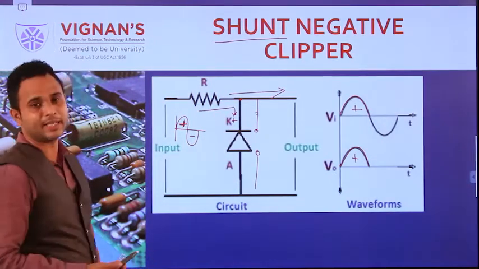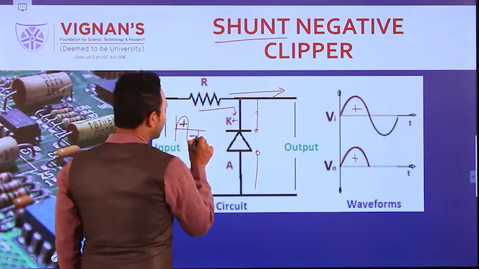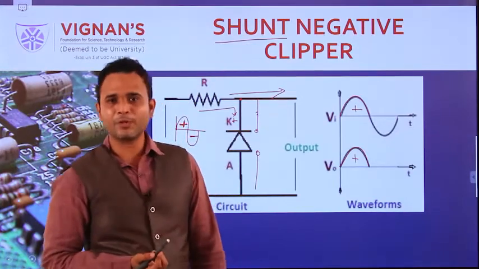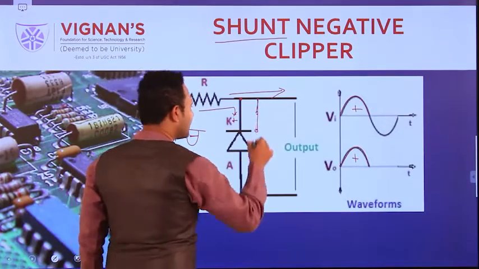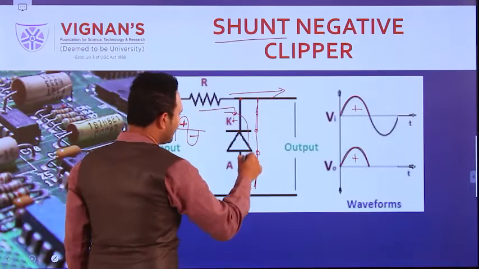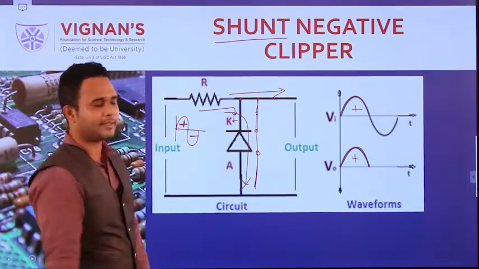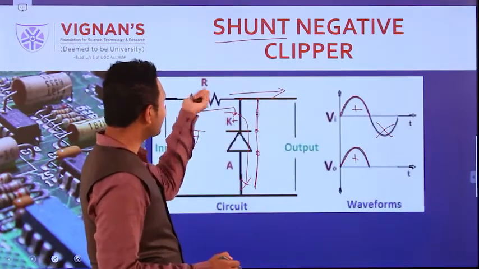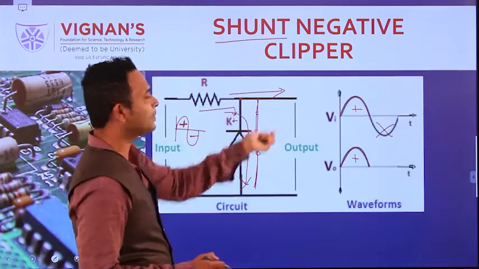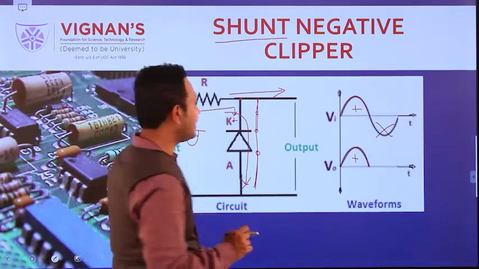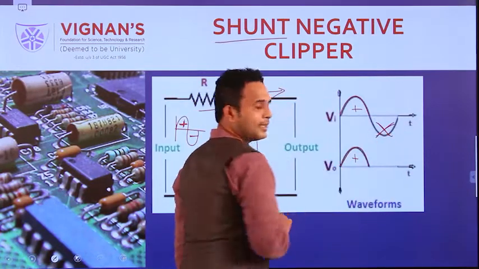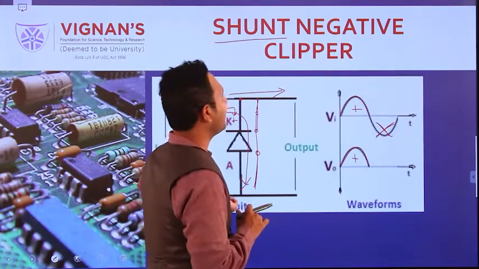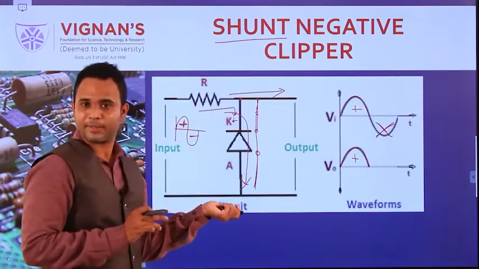What happens with the negative peak? When negative is connected to the cathode, at this time the diode is in forward bias. Forward bias means short circuit. Short circuit means the whole negative peak flows through the diode, so the negative peak is suppressed. That's why this is called the shunt negative clipper. Negative is suppressed, only positive comes at the output. Shunt means we connect the diode in parallel, and the negative is clipped.